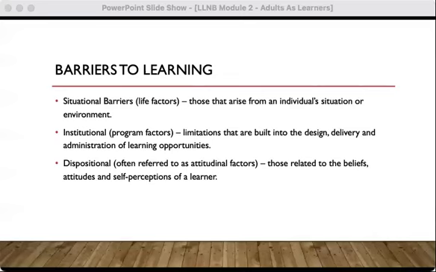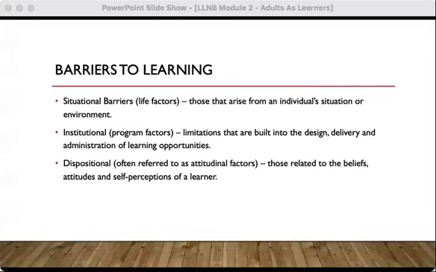Well, there can be situational barriers, life factors, those that arise from an individual situation or environment. These can include the multiple roles and responsibilities of adults in relation to work, family, and community, the resources available, time, energy, finances, the level of support from family members, the distance the adult learner must travel for the learning opportunity. It can be institutional, limitations that are built into the design, delivery, and administration of learning opportunities.